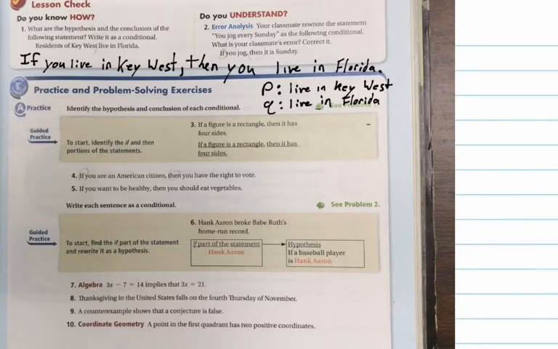Number 2, your classmate rewrote the statement, "You jog every Sunday," as the following conditional. What is your classmate's error? Correct it. So it's a mistake here. He says, if you jog, then it is Sunday. He said that's the conditional for the sentence, you jog every Sunday. What's wrong with it? How would you correct it? If it's Sunday, then you jog.